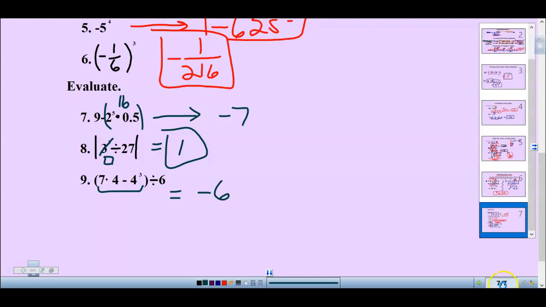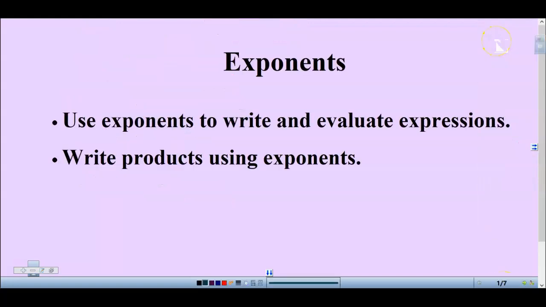All right. Thank you so much for joining me as we explored exponents and how to use them in order to write and evaluate expressions, and also how to write those products using those exponents.